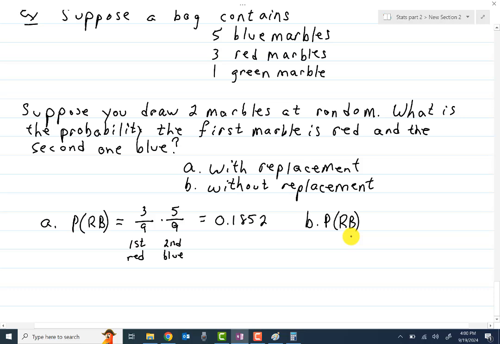Now, with no replacement, the red one being first is still 3 out of 9. However, you're not putting it back, so there's only 8 marbles left for the second choice. However, there still are 5 blue marbles. This one turns out to be 0.2083.